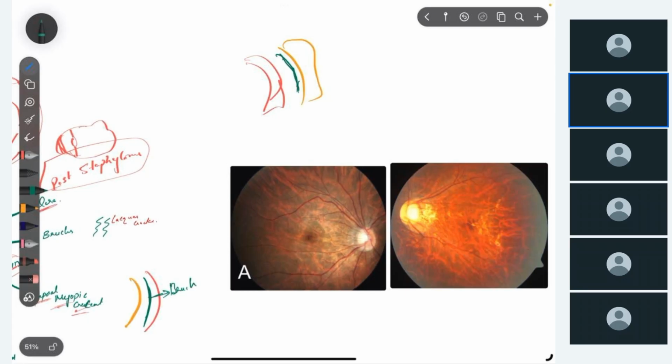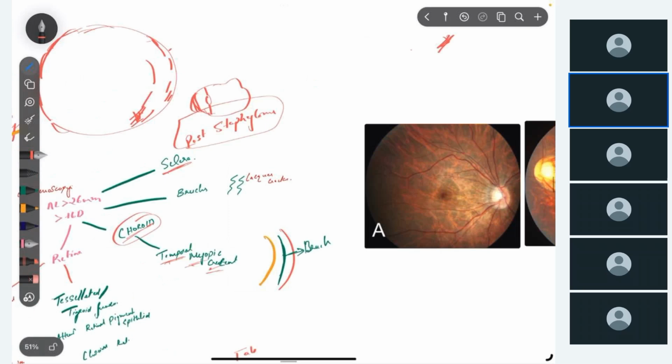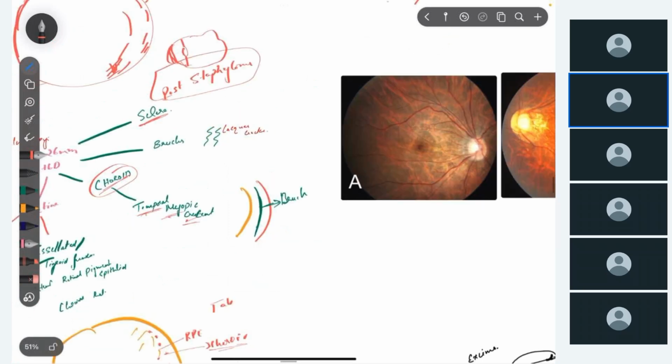What does Bruch's membrane do? Bruch's membrane helps in diffusing substances from the choroid to the retina, and it helps in removing waste products from the retina to the choroid. That is the function of Bruch's membrane. It is nothing but the innermost part of the choroid itself. And when the eyeball gets stretched, it also breaks, because of which you will see these lacquer cracks.